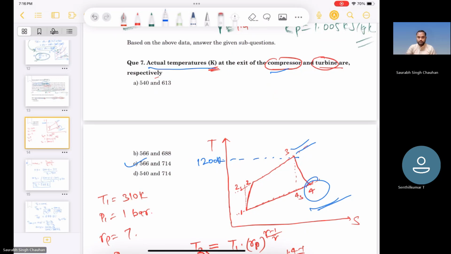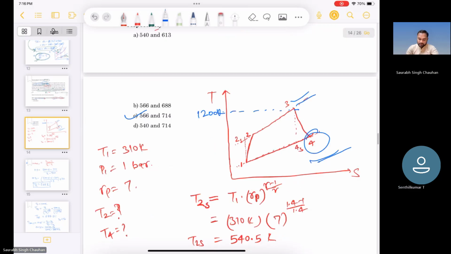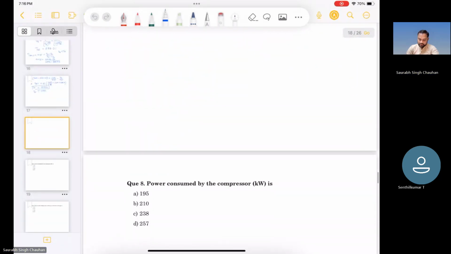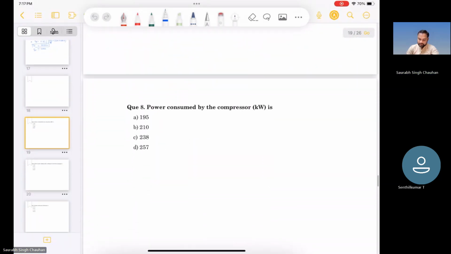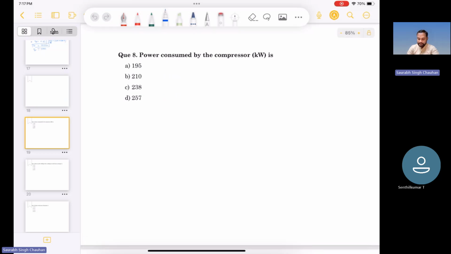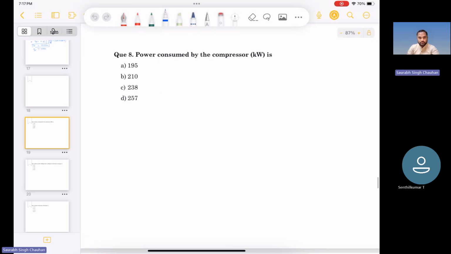Okay, sir. So moving to question number 8. Power consumed by the compressor. So it is easy. What it will be? Power consumed by compressor.